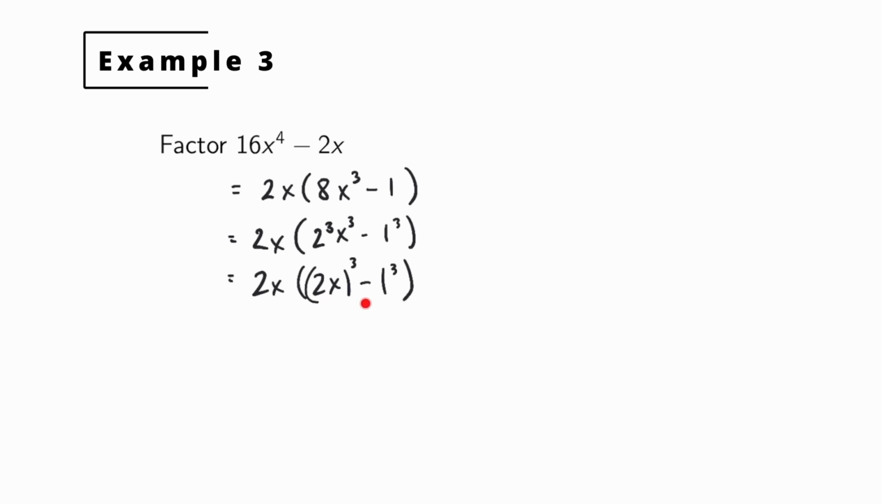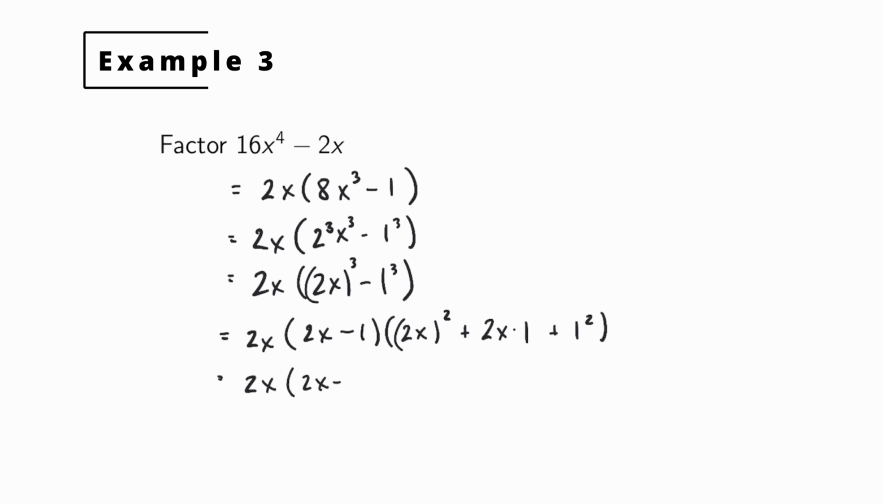And now we have a difference of cubes. So we go back to the formula. We'll get 2x times 2x minus 1 times 2x quantity squared plus 2x times 1 plus 1 squared. And now just simplify. So we have 2x times 2x minus 1 times 4x squared plus 2x plus 1. And that's it. Notice that, again, this sign here is the opposite of this sign here.